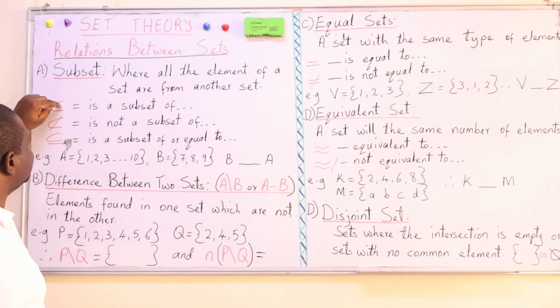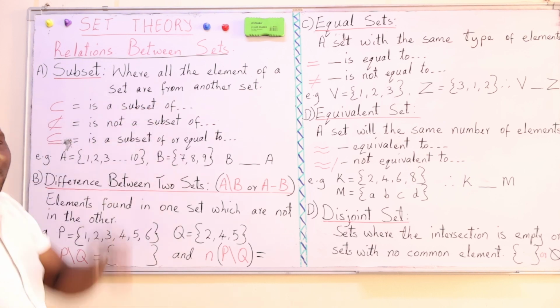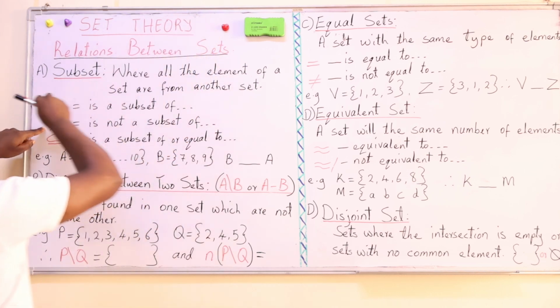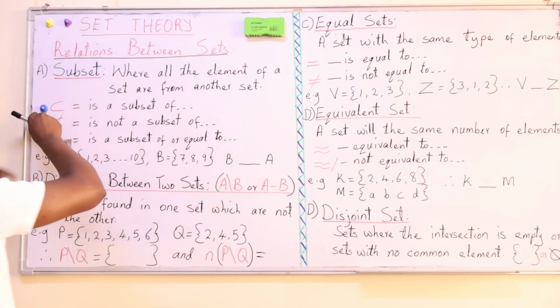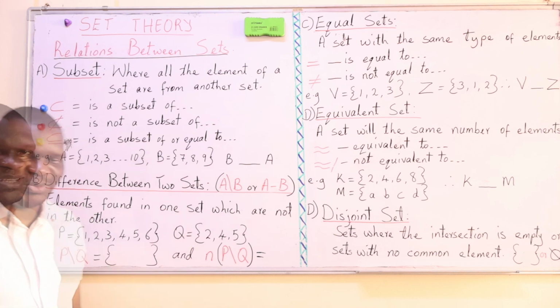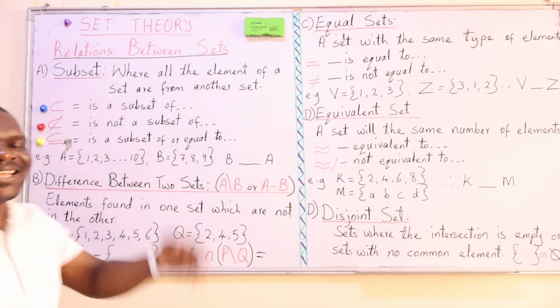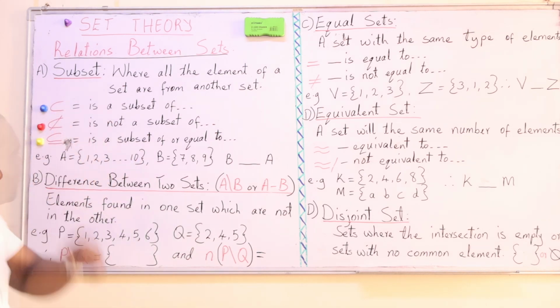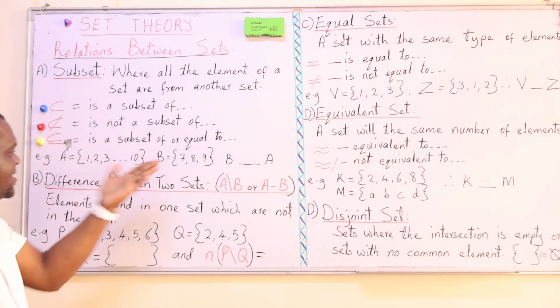Now, these are some of the signs and symbols used in subset. If you find this, it means it's a subset of. If you find this, it means it's not a subset of. And if you find this, it means it's a subset of or is equal to. So you can find a subset that is equal to the mother set or to another set. With that knowledge, let us look at this example.